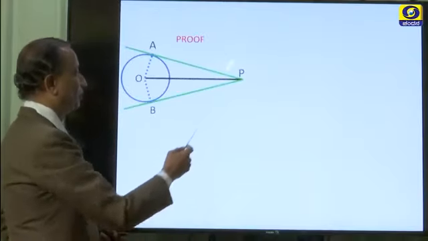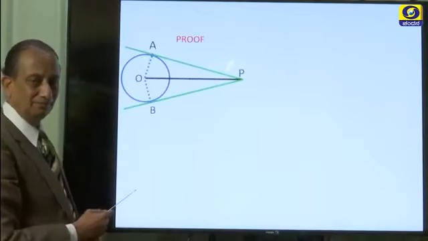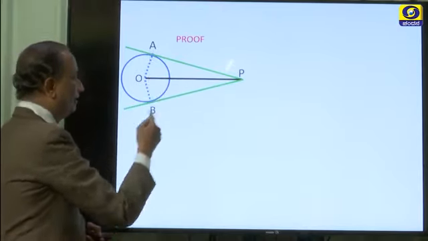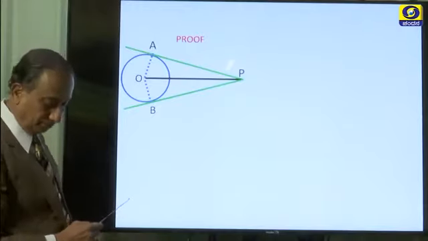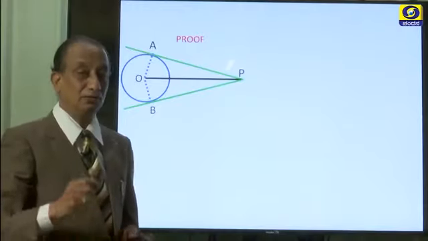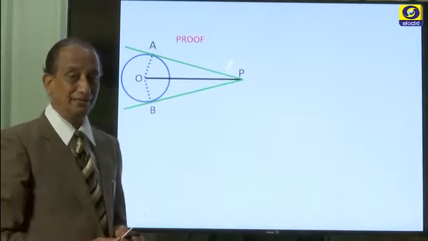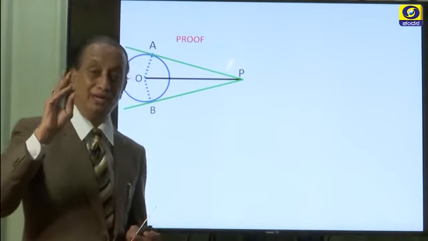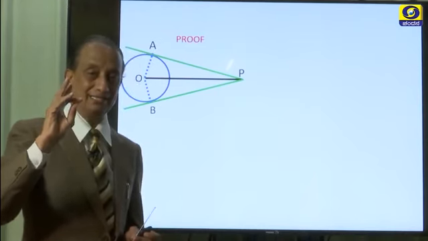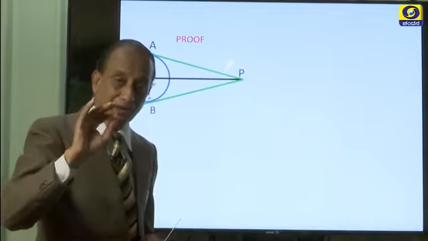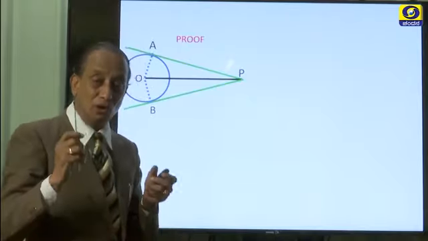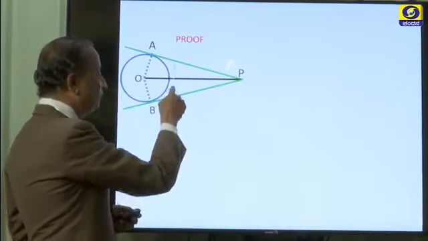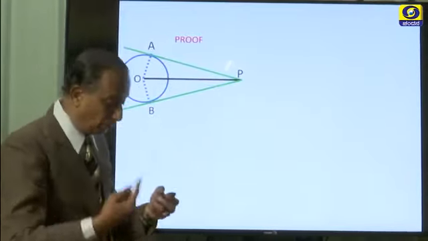Now the proof. So look at this figure carefully, children. How to show that the lengths of PA and PB, from here to here and here to here, are equal? Yes, you need to recall the 9th standard chapter on congruent triangles, in which we have told you the SAS criterion, SSS, ASA and RHS also. So using the congruent triangle concepts, we need to demonstrate that these two triangles are congruent. So how to do it?